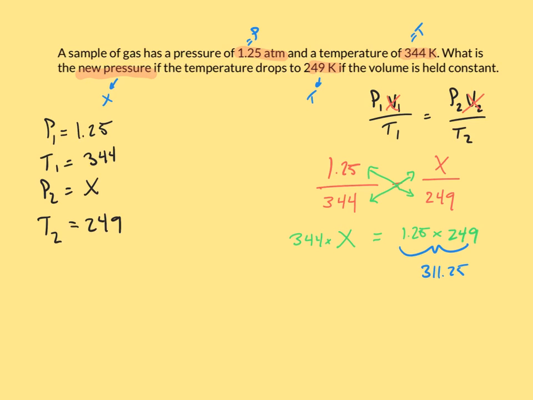On the other side of the equal sign, I have 344 times x. Now I need to isolate x, so I'm going to divide by 344 on each side. This eliminates the 344 on the right side, and now I have 311.25 divided by 344. My final answer is 0.905 atmospheres, which is my new pressure.